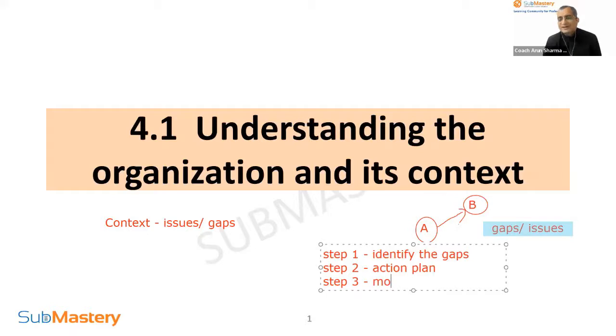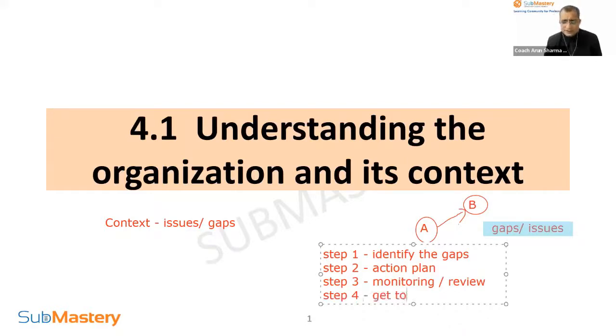You also need monitoring. You also need a review mechanism, right? So that you can take corrective actions accordingly. And then, as step four, you get to see some results, right? So this is what is very, very important.